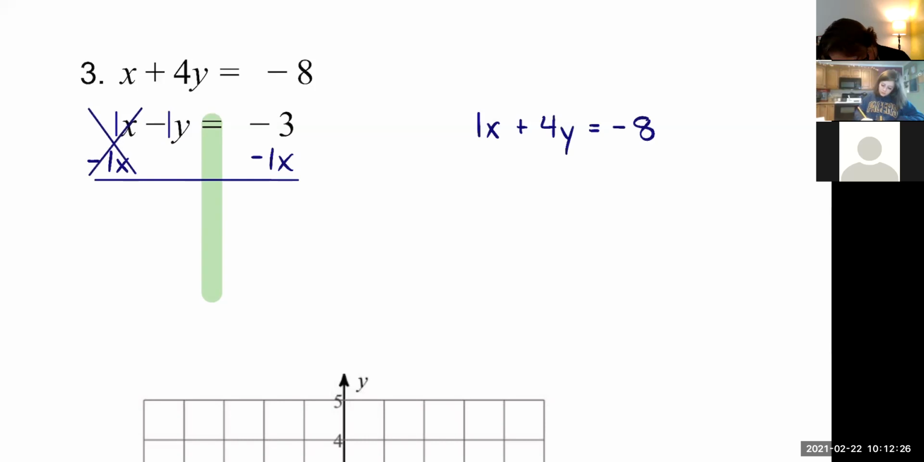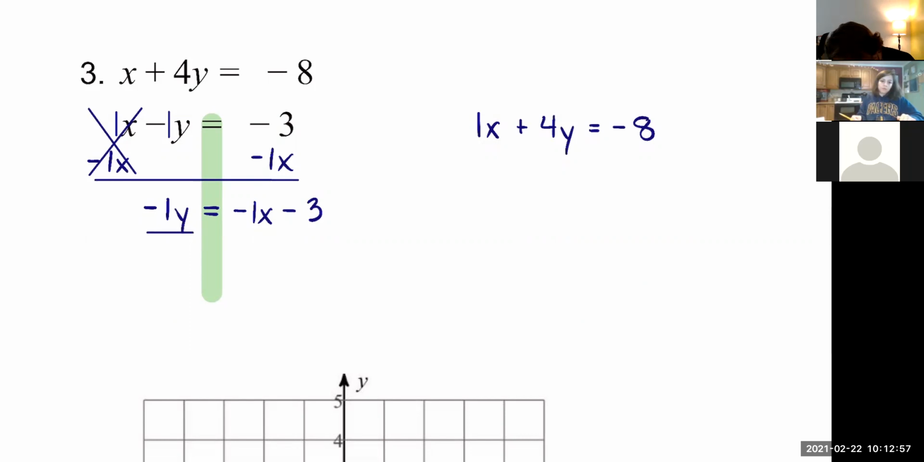So on the left, 1x minus 1x is gone, leaving us with -1y equals -1x minus 3. Remember, don't get lazy on me, write that minus 1x on both sides, because otherwise you might accidentally combine things that you think are like terms, when in fact, I hope we all can agree that -3 and -1x are definitely not like terms.